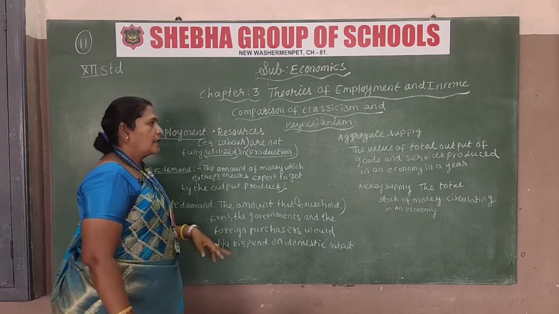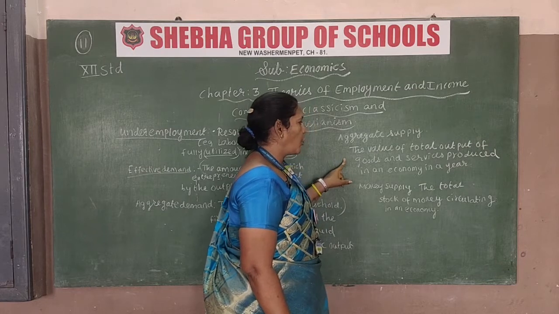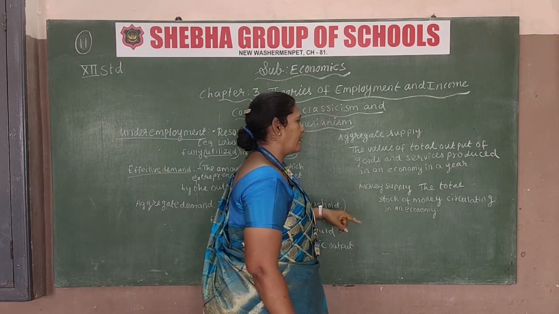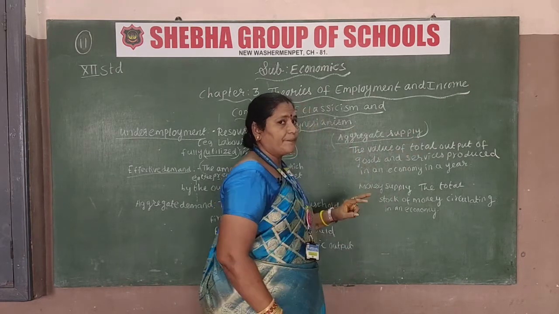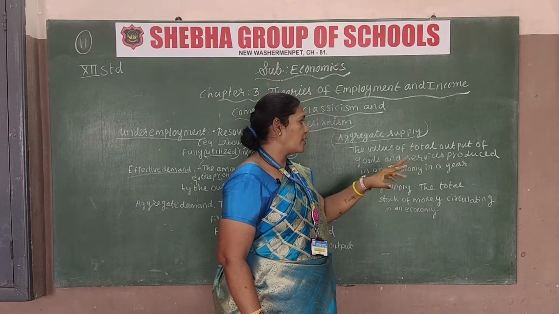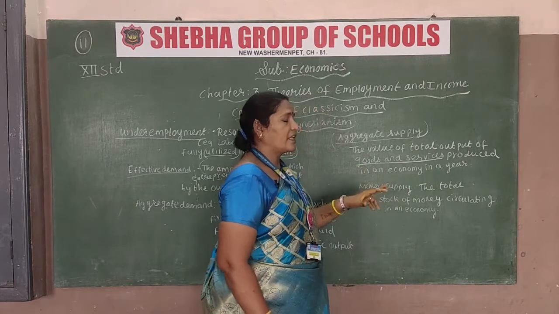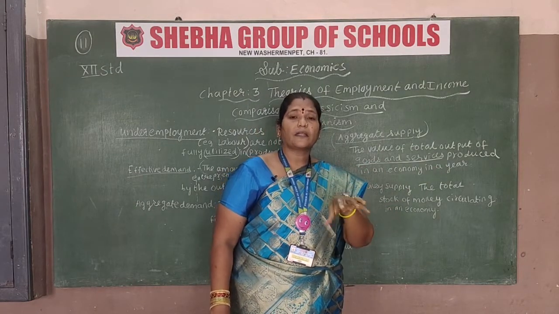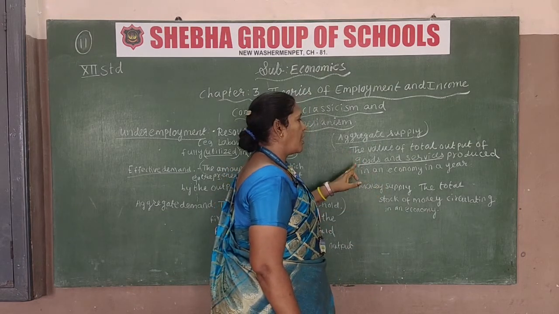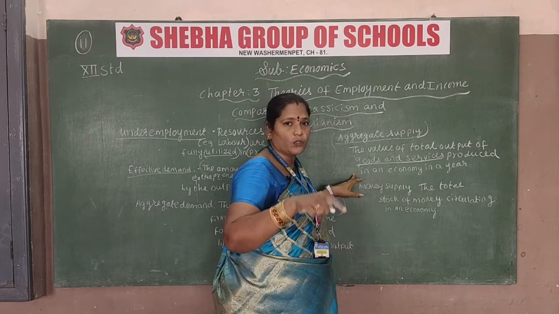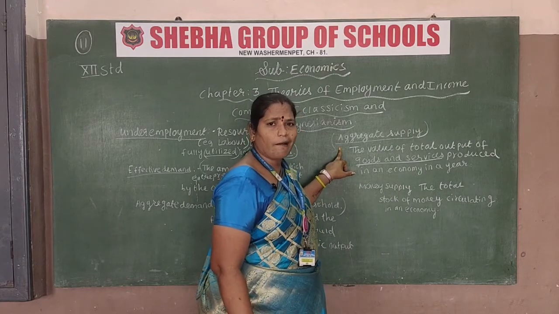Now let us see about aggregate supply. What is aggregate supply? The value of the total output of the goods and services produced in an economy in a year. Here they have given the time limitation, that means within one year. The value of the total output of goods and services produced in an economy within one year. Clear children? That is mentioned in aggregate supply.